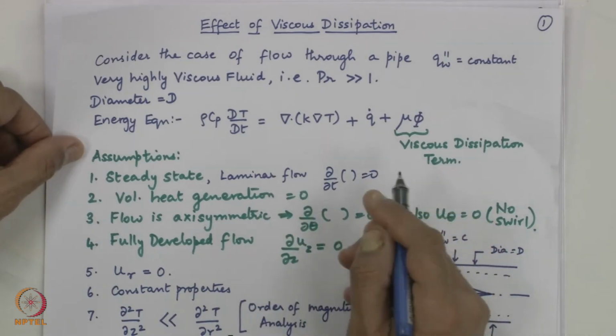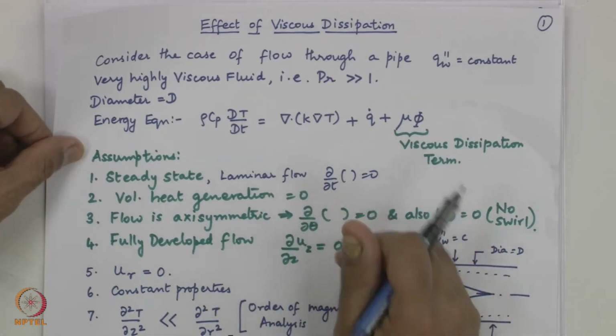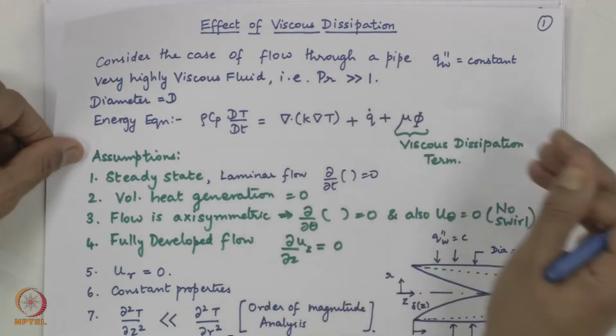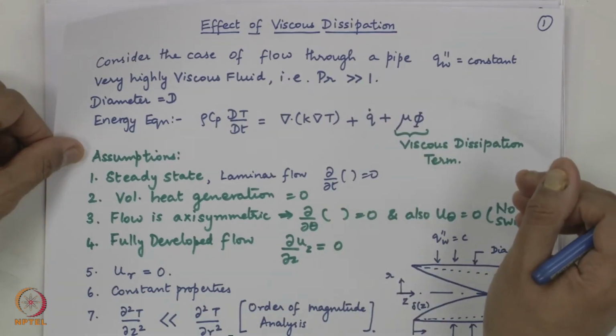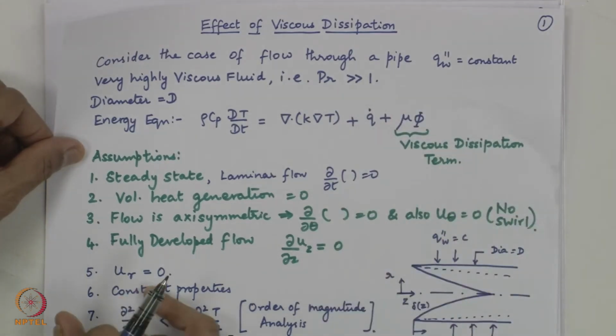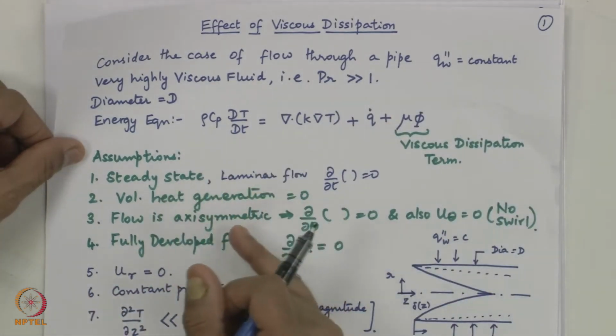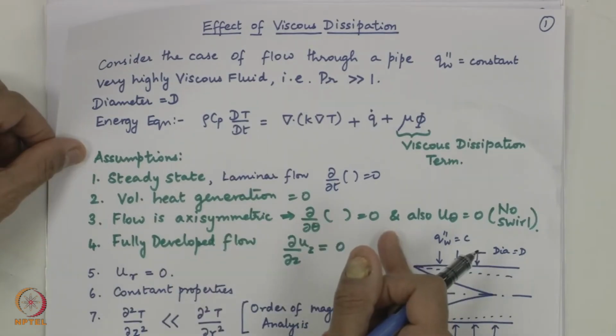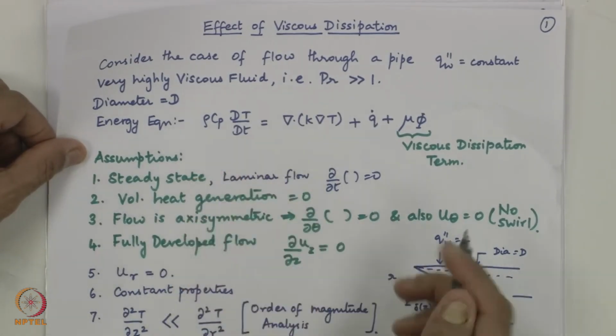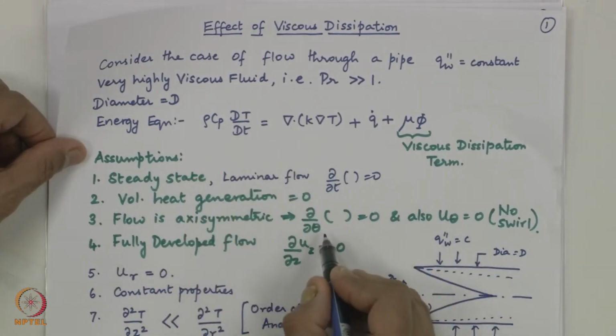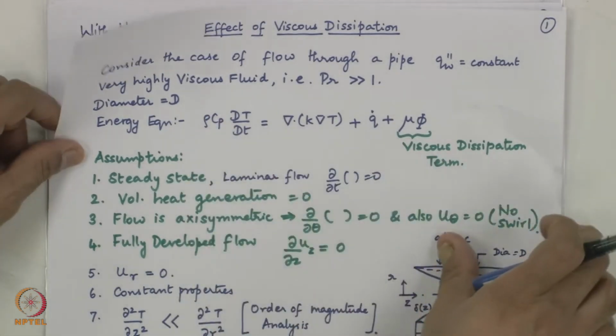Then you have a term of u r dt by dr, u r was 0. So, that would drop off. U theta by r dt by d theta, u theta was 0 as well as d by d theta of any quantity is 0. So, that term also will drop off.